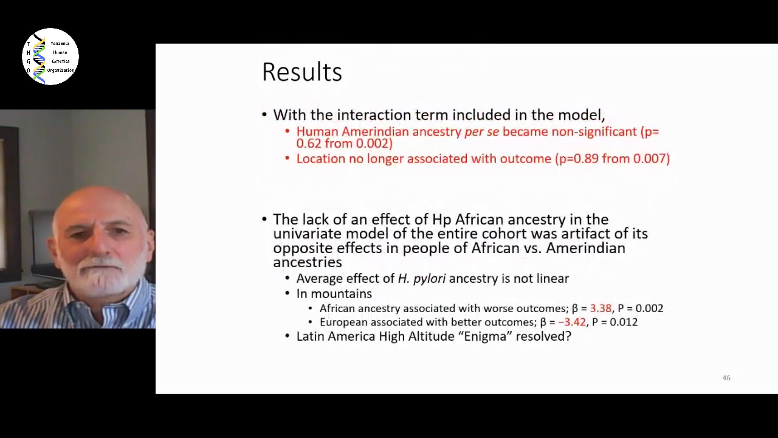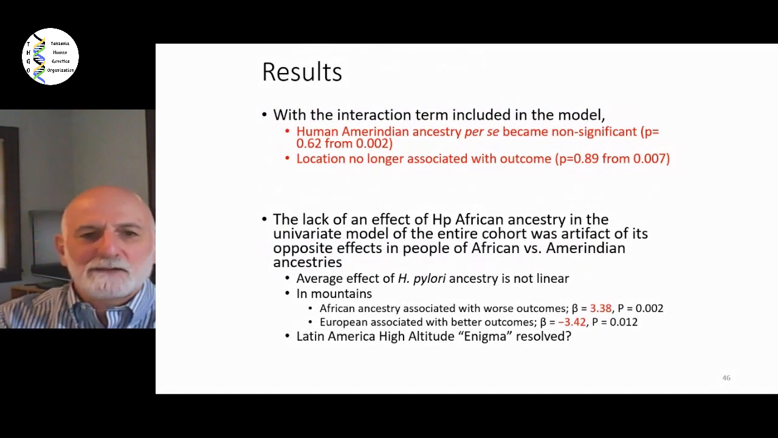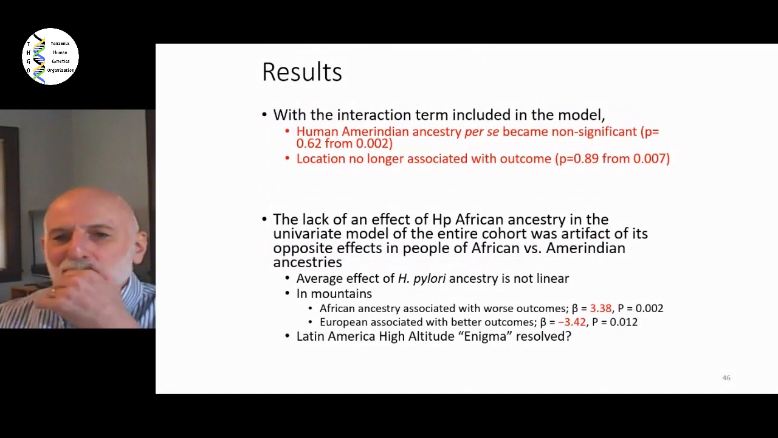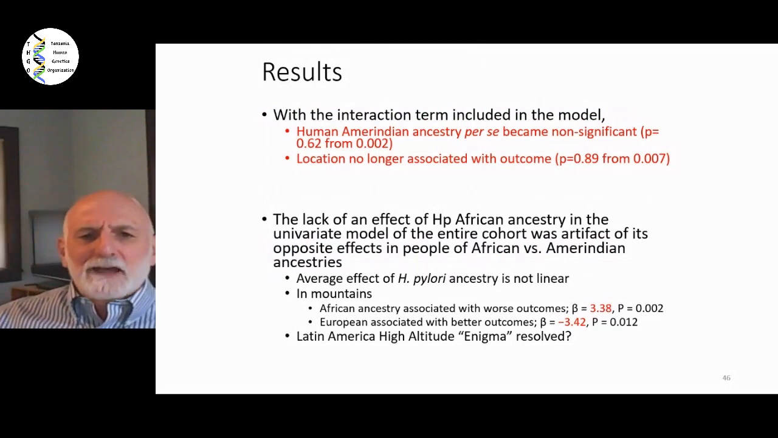But what became really obvious and really interesting is that human Amerindian ancestry, which associated in a univariate model with a p-value of 0.002, lost all statistical significance. And location, which was highly significant, lost all statistical significance. So basically, when you adjust for this interaction, you lose the effect of the single variables. What does that mean? That means that the effect of the H. pylori ancestry in the univariate model was an artifact of its opposite effect in people who have African ancestry versus people of predominantly Amerindian ancestry.